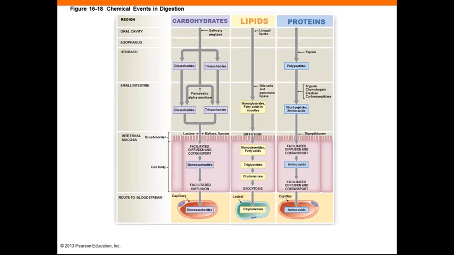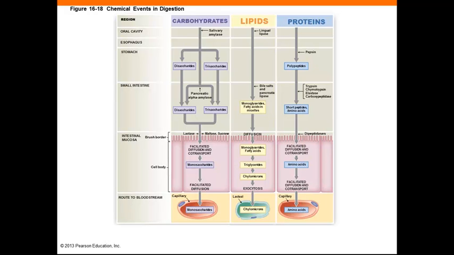I like this figure because it shows the carbohydrates, lipids, and proteins and the chemical events in their digestion. You'll see that amylase breaks down complex carbohydrates into disaccharides and trisaccharides. And enzymes at the epithelial surface break these molecules into monosaccharides that are absorbed by the intestinal epithelium through facilitated diffusion or co-transport.